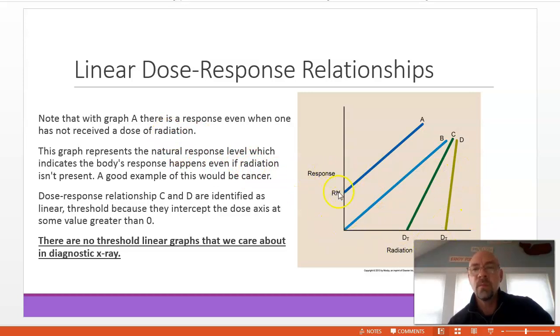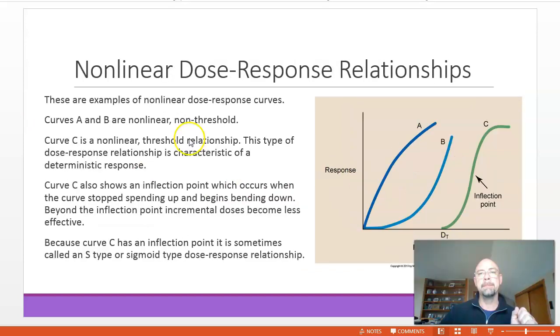Let's talk about ones with a threshold where we do care about it. All right, let's look at some nonlinear dose-response relationship curves. With these types of curves, you notice that the lines are no longer straight. They're nonlinear, so these are all going to have curvy or wavy lines to them. And you can see that we have both non-threshold and threshold. The funny thing is, though, we really only care about those with a threshold now. So if it's a nonlinear curve, we really only care if it has a threshold. We really don't deal with any types of curves in diagnostic x-ray that are non-threshold and nonlinear.